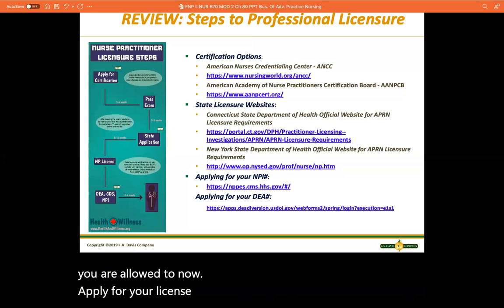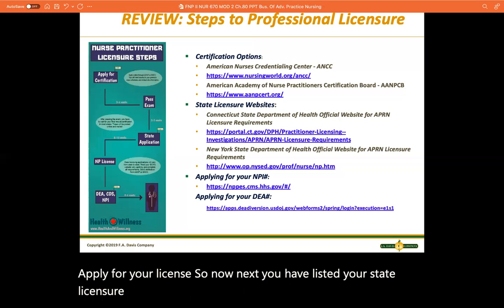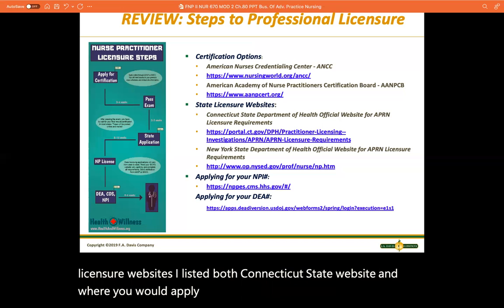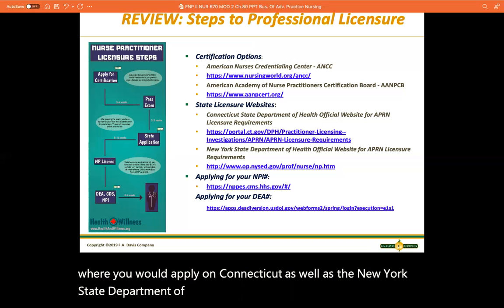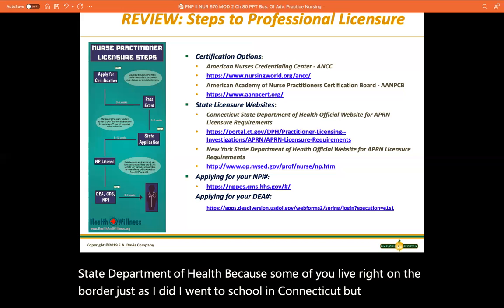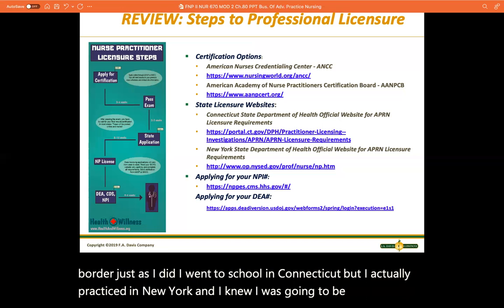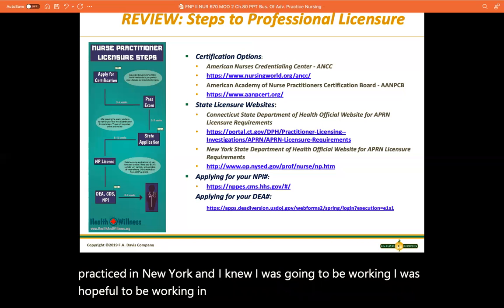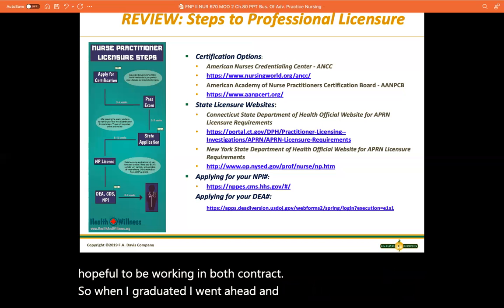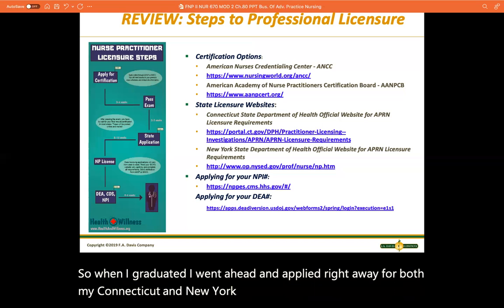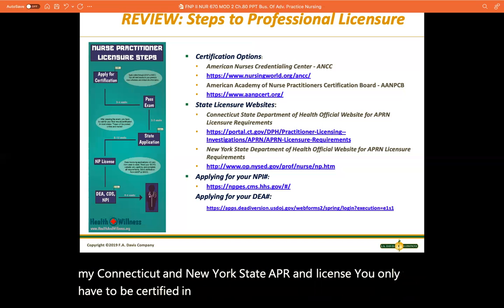So now next you have listed your state licensure websites. I listed both the Connecticut State website and where you would apply in Connecticut, as well as the New York State Department of Health. Because some of you live right on the border, just as I did. I went to school in Connecticut, but I actually practiced in New York, and I was hopeful to be working in both. So when I graduated, I went ahead and applied right away for both my Connecticut and New York State APRN license. You only have to be certified once, through either the ANCC or AANPCB.